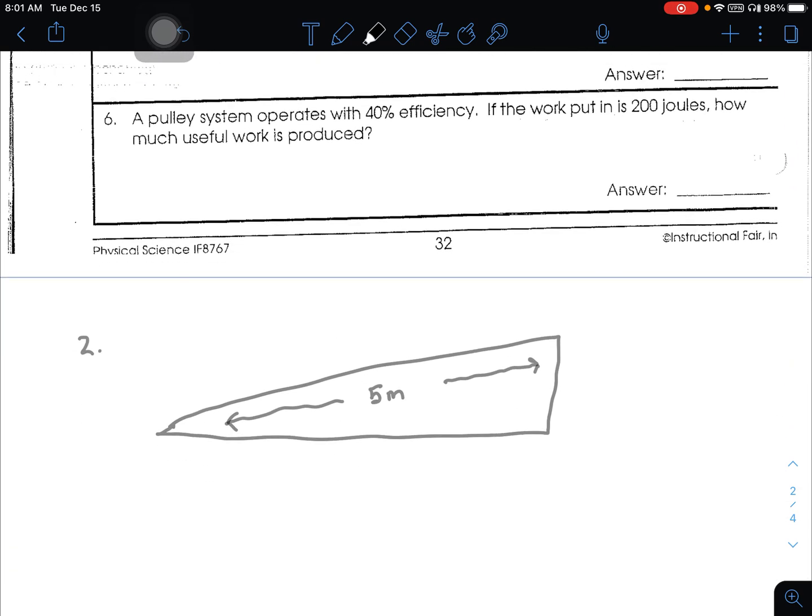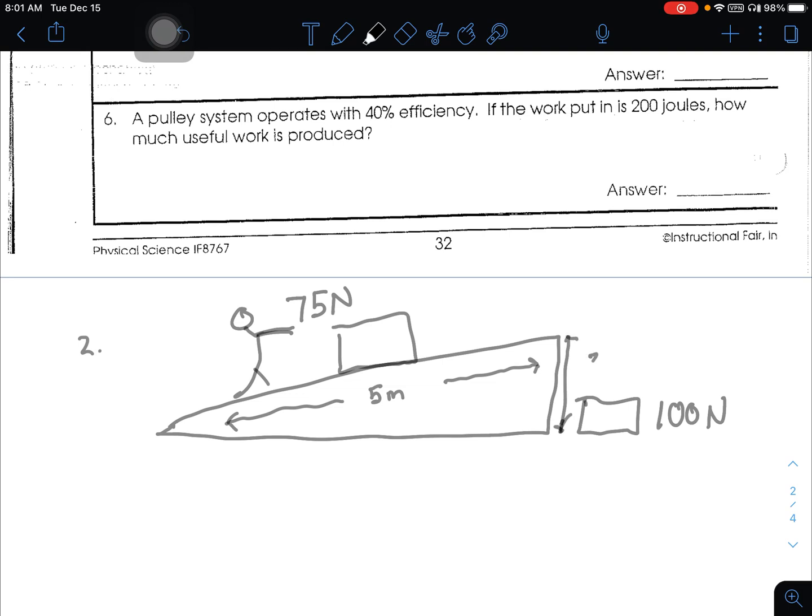So what it says is, here's my box. All right, and here's my person, pushing it up the ramp. It's amazing how he does that without his hands touching it. But it says that this person has to push with a force of 75 newtons. Okay? Whereas what actually happens is the box weighs 100 newtons and it is being lifted a distance of 3 meters.